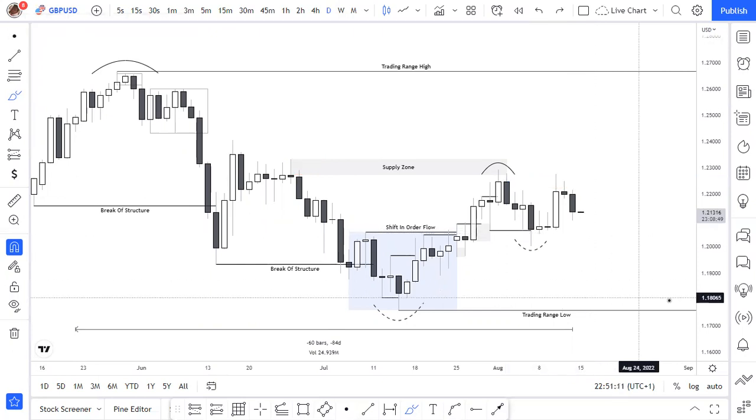So, going over to the 4 hour time frame.